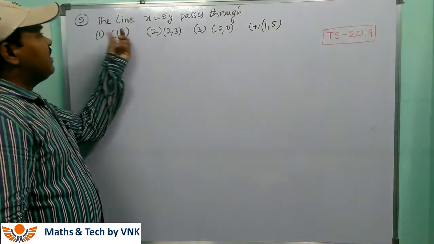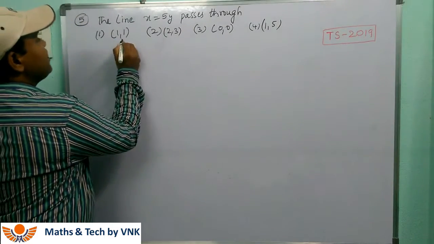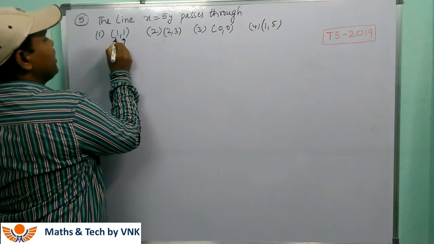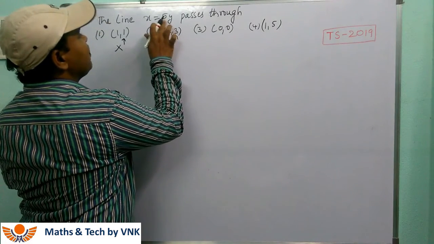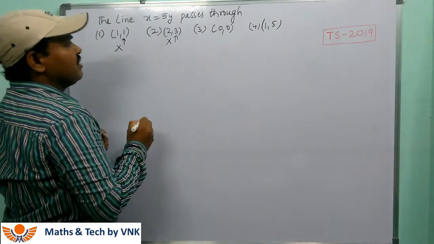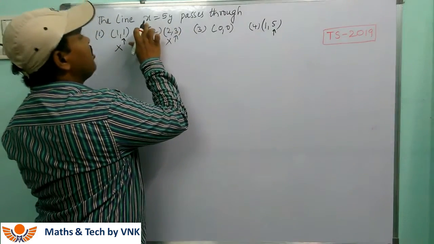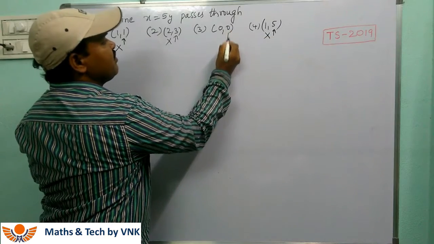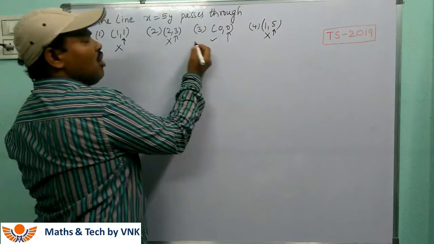Next question is, the line x is equal to 5y passes through. Now substitute each and every point. So y is equal to 1, then 5 into 1, x value is 5. But here x value is 1 given, so this is not satisfying. Now y is equal to 3, 5 into 3, x value is equal to 15. But here it is given 2, so this is not satisfying. Now the fourth option, if y is equal to 5, 5 into 5, x value becomes 25, but here 1 is given, this is not satisfying. Next third option, y is equal to 0. So 5 into 0, 0. So x value is 0. So this is satisfying. So the correct option is 3.